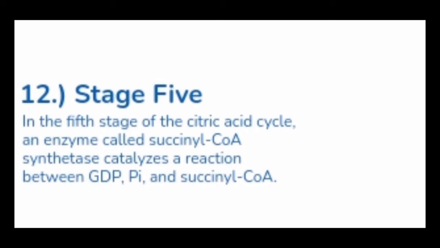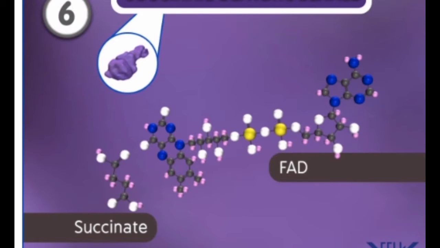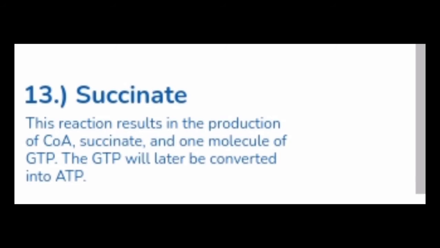Stage 5. In the fifth stage of the citric acid cycle, an enzyme called succinyl-CoA synthetase catalyzes a reaction between GDP, Pi, and succinyl-CoA. This reaction results in the production of CoA, succinate, and 1 molecule of GTP, and GTP will always be converted into ATP.